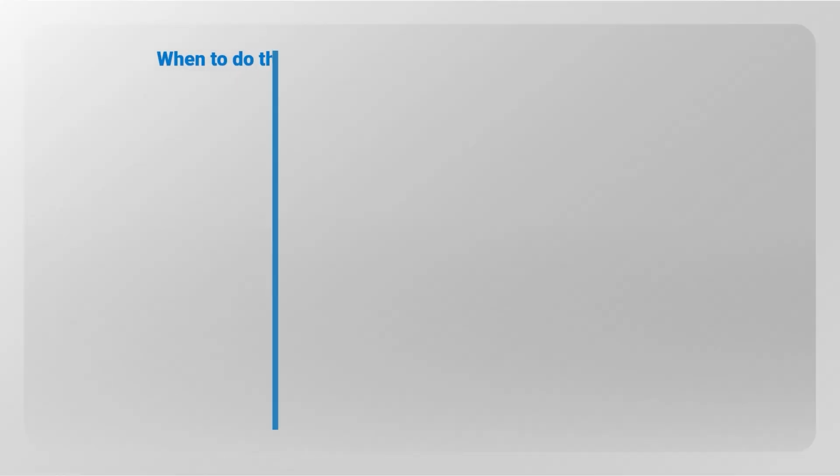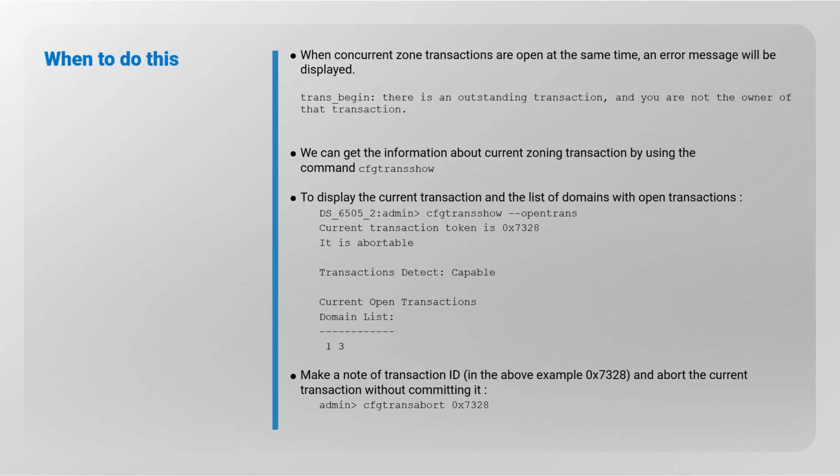When concurrent zone transactions are open at the same time, the error message will be displayed. We can get the information about the current zoning transaction by using the command cfg-trans-show. To display the current transaction and the list of domains with open transactions, use the command cfg-trans-show-open-trans. Make a note of the transaction ID. In the above example, it is 7328, and abort the current transaction without committing it.